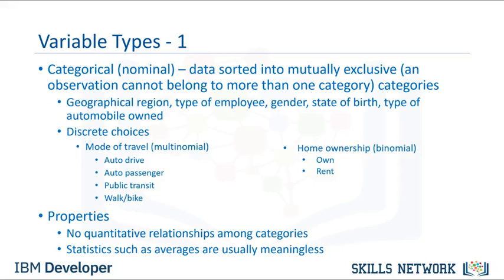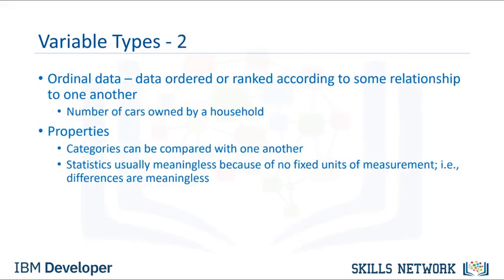A particular type of categorical variable is ordinal data, where data are ranked or ordered in some particular fashion. So for instance, number of cars owned by a household. A household may have 0 cars, 1 car, 2 cars, 3 or more cars, and that essentially is ordinal data where 0 represents 0, and 0 cannot be coded as 1 and 1 cannot be coded as 0. So the order in which the variable has been recorded matters. Categories can be compared with one another, and you still cannot use regular statistics. The differences are also meaningless in this particular case.